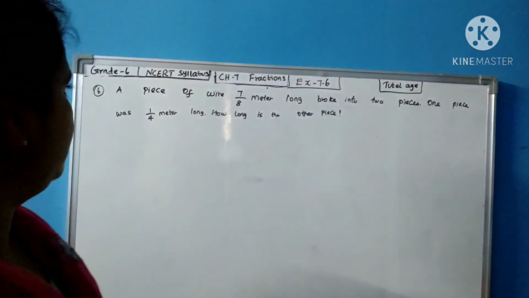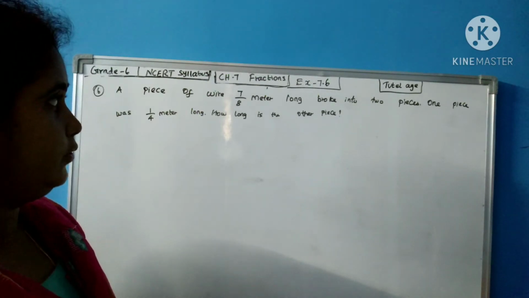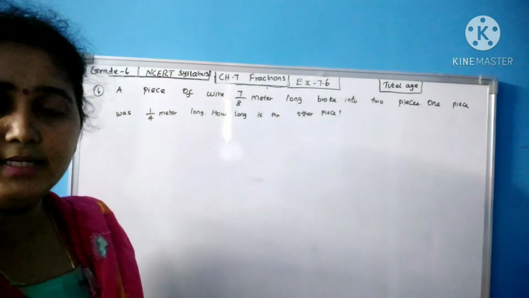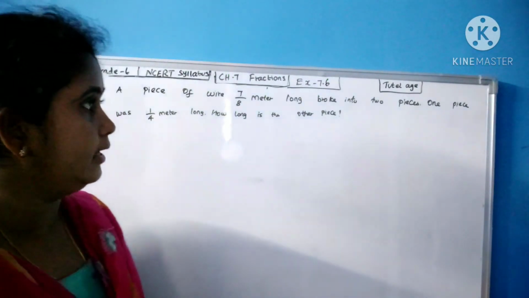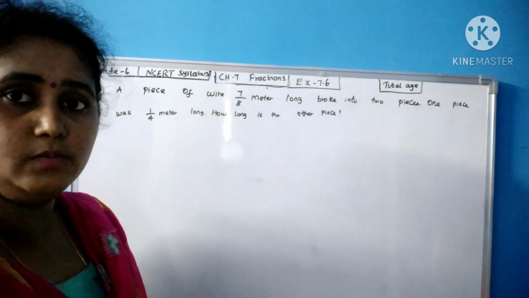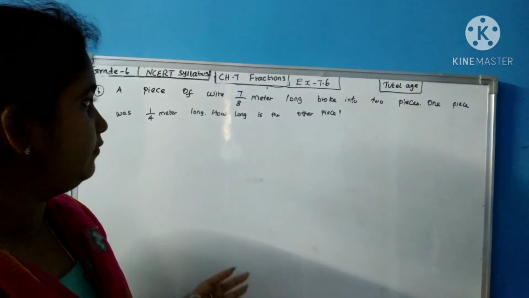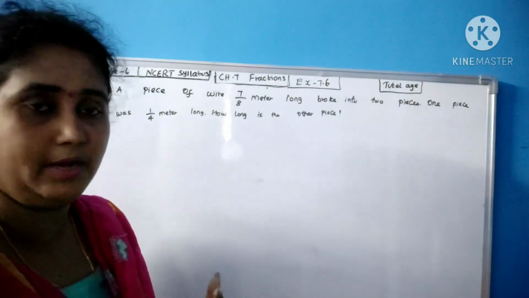So next sum. A piece of wire 7 by 8 meter long broke into 2 pieces. So a piece of wire, it is 7 by 8 meter long. Okay, it is broken into 2 pieces. One piece they gave us 1 by 4 meter long. You have to find how long is the other piece, the remaining part.